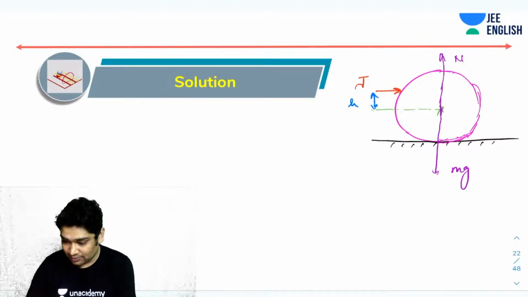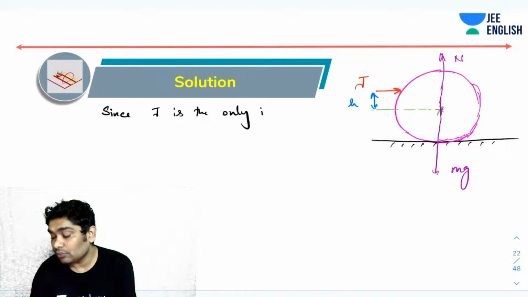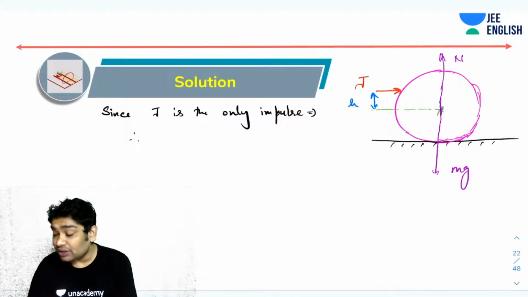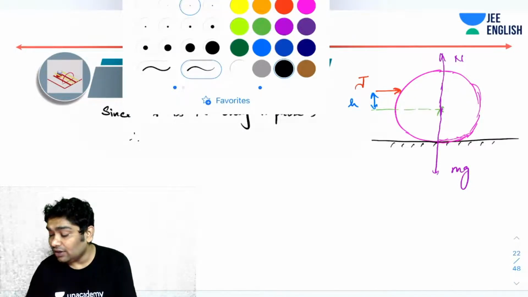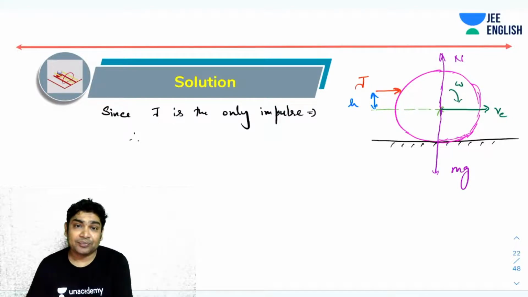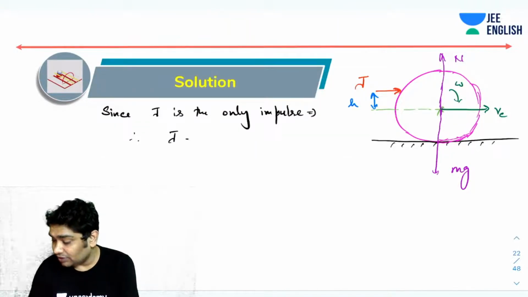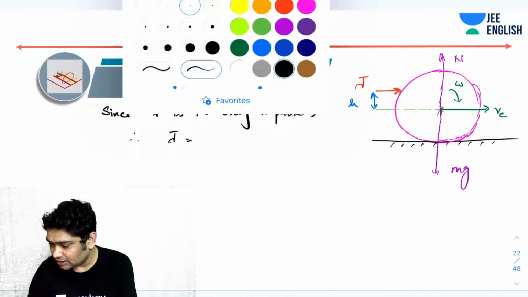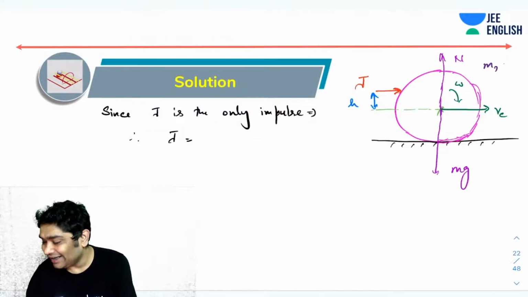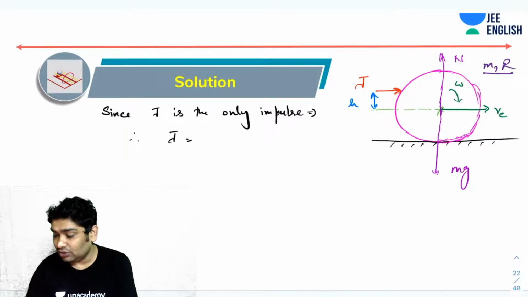So since J is the only impulse, after this impulse I will assume that the CM starts to move with some velocity VCM, and then it also starts to rotate like this with some omega. So I'm assuming all this. Now you will realize one thing. Let's assume that this body has mass m and radius r. Can I say from the impulse momentum theorem that J would be equal to m times VCM?